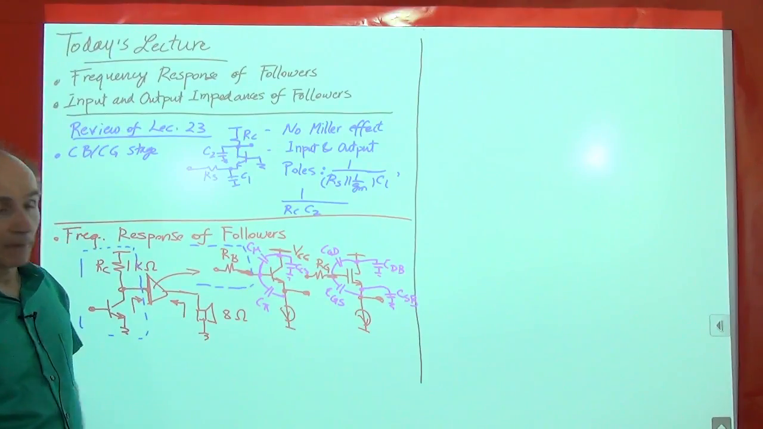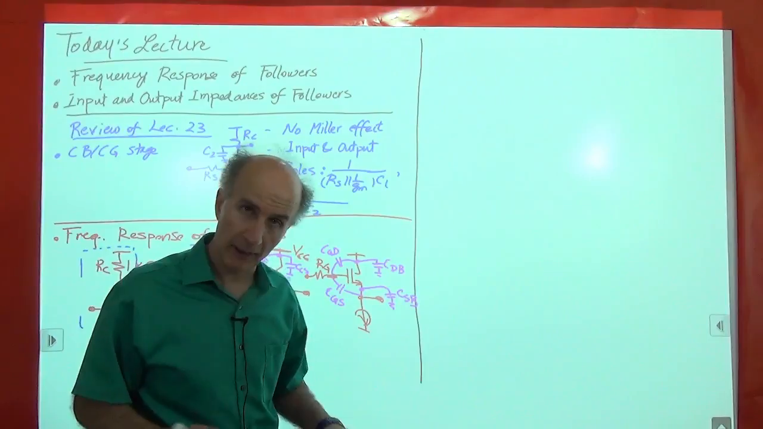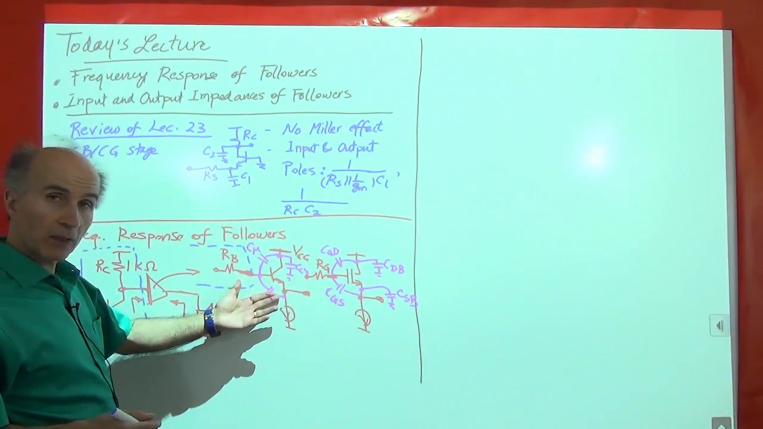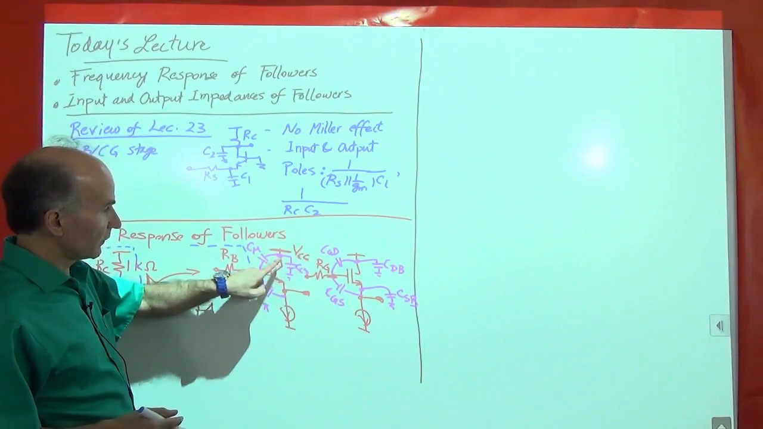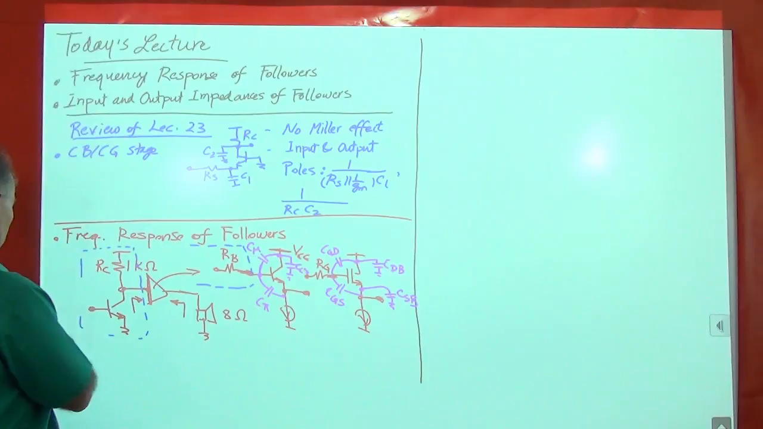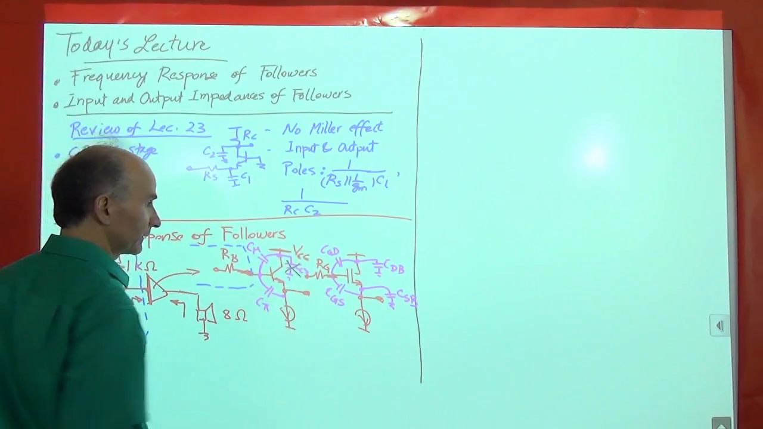In the third step, what we do is we try to see if any of the capacitances can be removed, can be eliminated or merged. And in the case of the emitter follower, we see that CCS goes from AC ground to ground. So that's out of the picture. So let's draw a cross across that. That's gone.